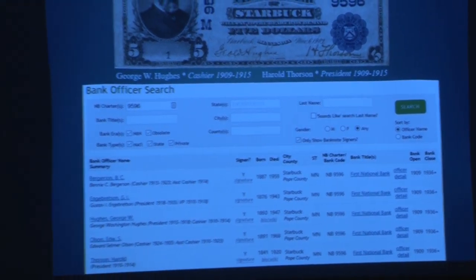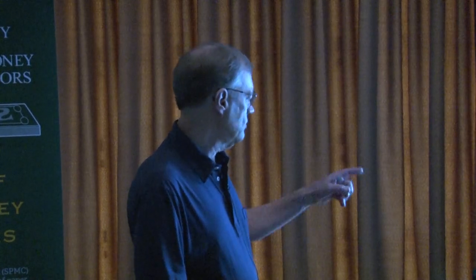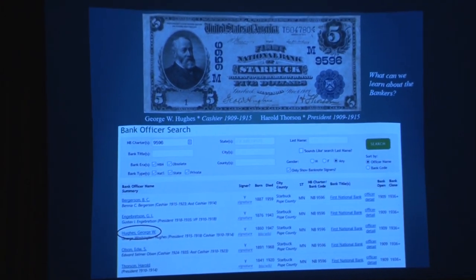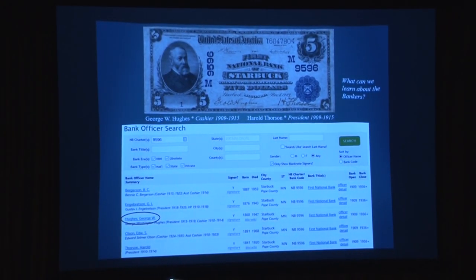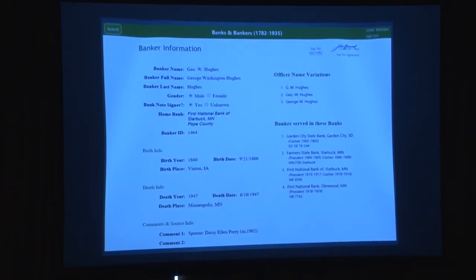So now that we've identified them, what more can we learn about those bankers? Now if we go back to our search results here, if you remember the link there on the bank officer's name, if we click on that, this will bring up the banker information page on that banker. And this, let's see, we've got the fuller name there, we've got birth and death info, spouse, other comments if they're available. Here we've got the officer name variations that show in the OCC reports or other data sources. It's basically just different abbreviations of his first name there.